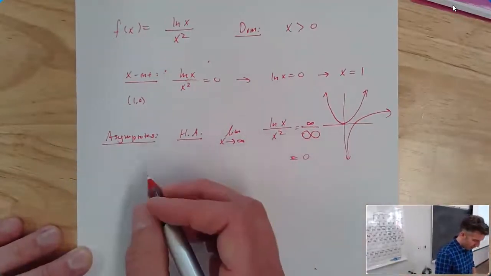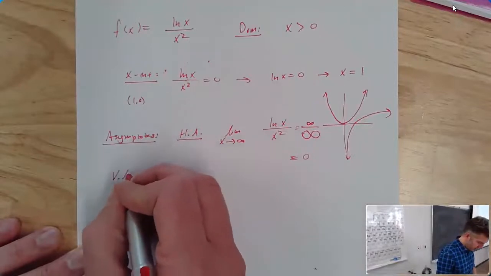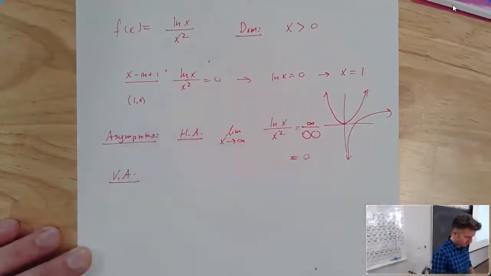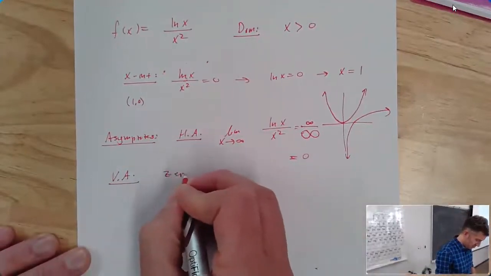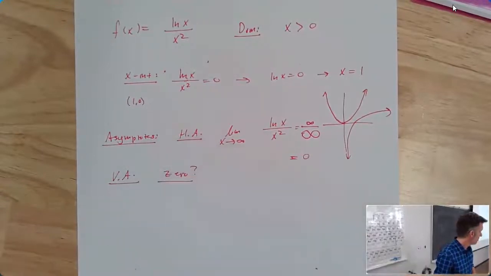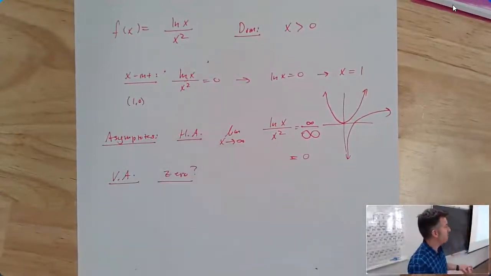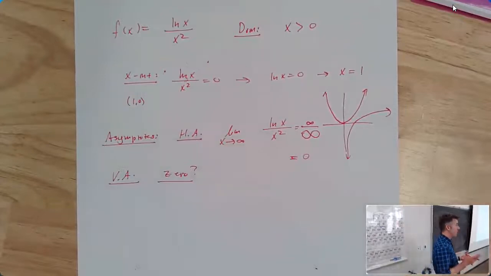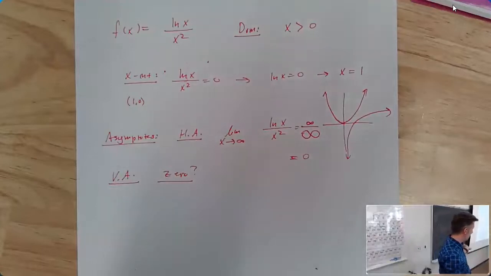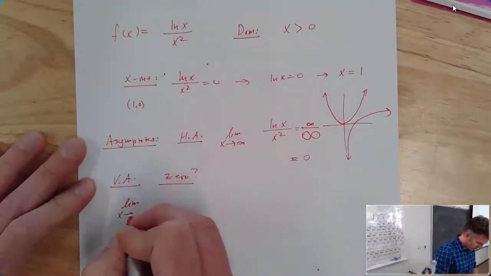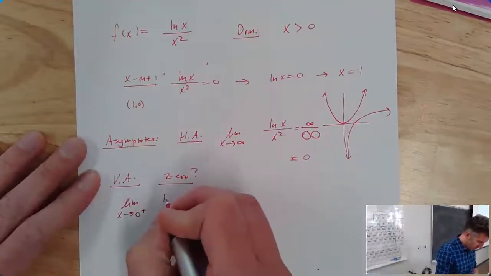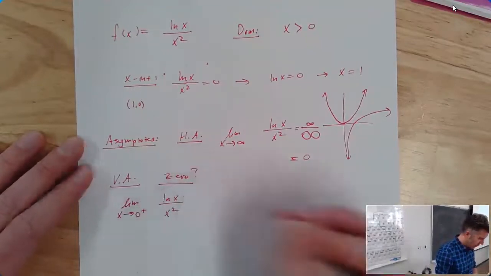On the other hand, vertical asymptote, well, maybe 0. So typically you get a vertical asymptote when you have a non-zero number divided by 0. Whereas if you have a 0 over 0, that's where we typically have to do some sort of algebra to deal with the limit. So the question is, what's happening as x approaches 0 from the right of the natural log of x over x squared?